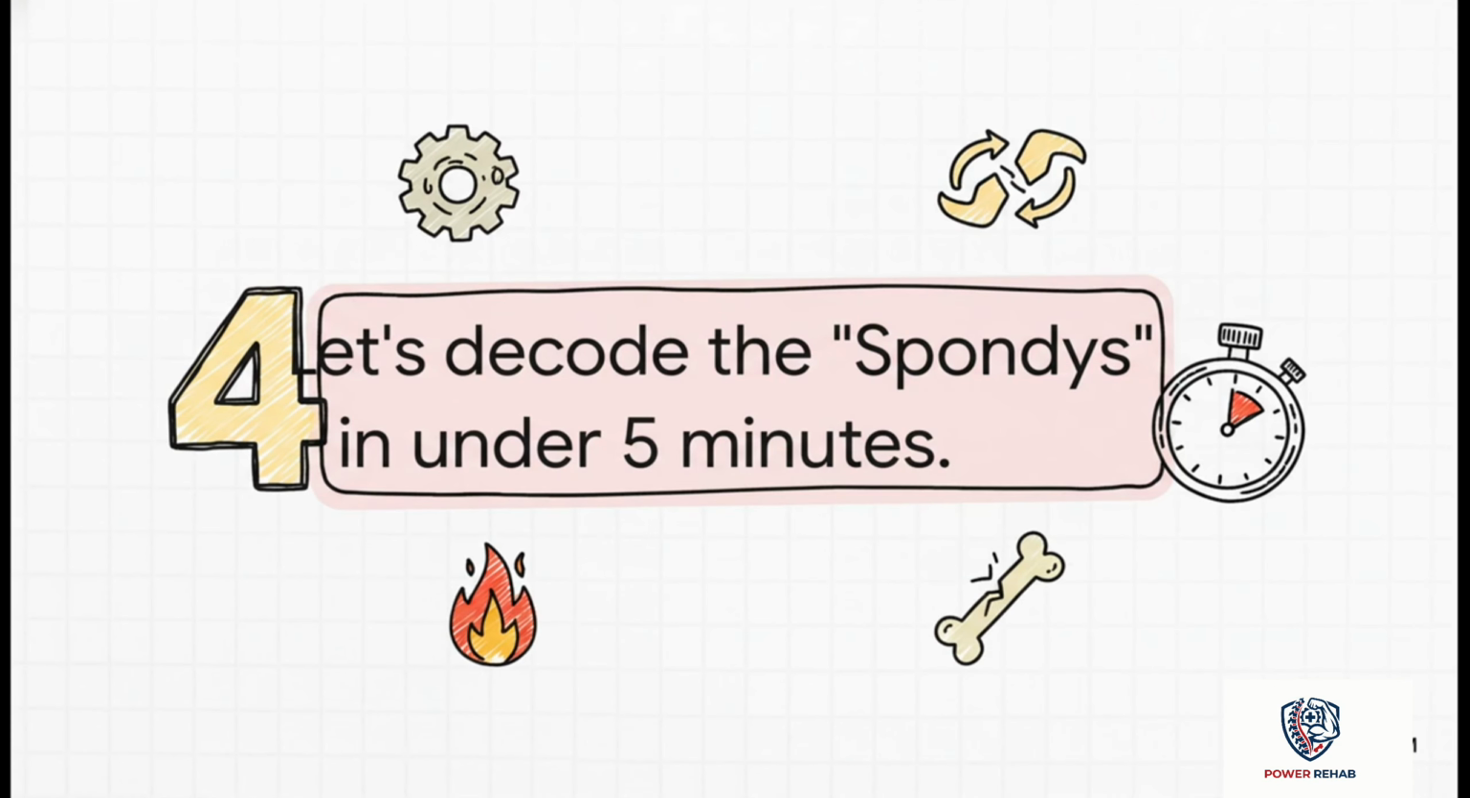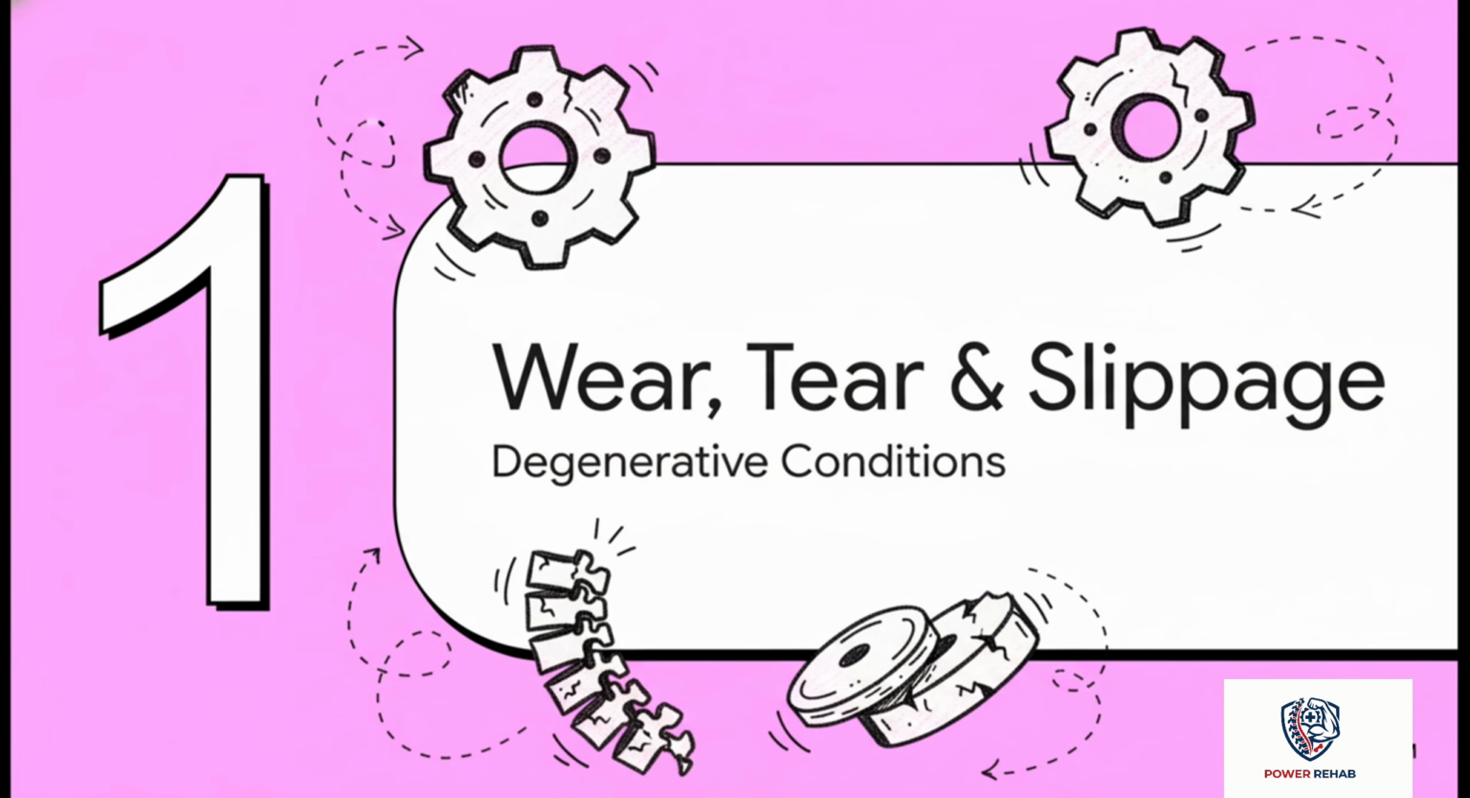And that's our simple promise today. We are going to decode these 4 conditions so you can finally understand what sets them apart and, most importantly, why it matters for your health. So to make this easier, we're going to start by grouping the 2 spondies that are all about degeneration. That natural wear and tear our bodies go through over time.